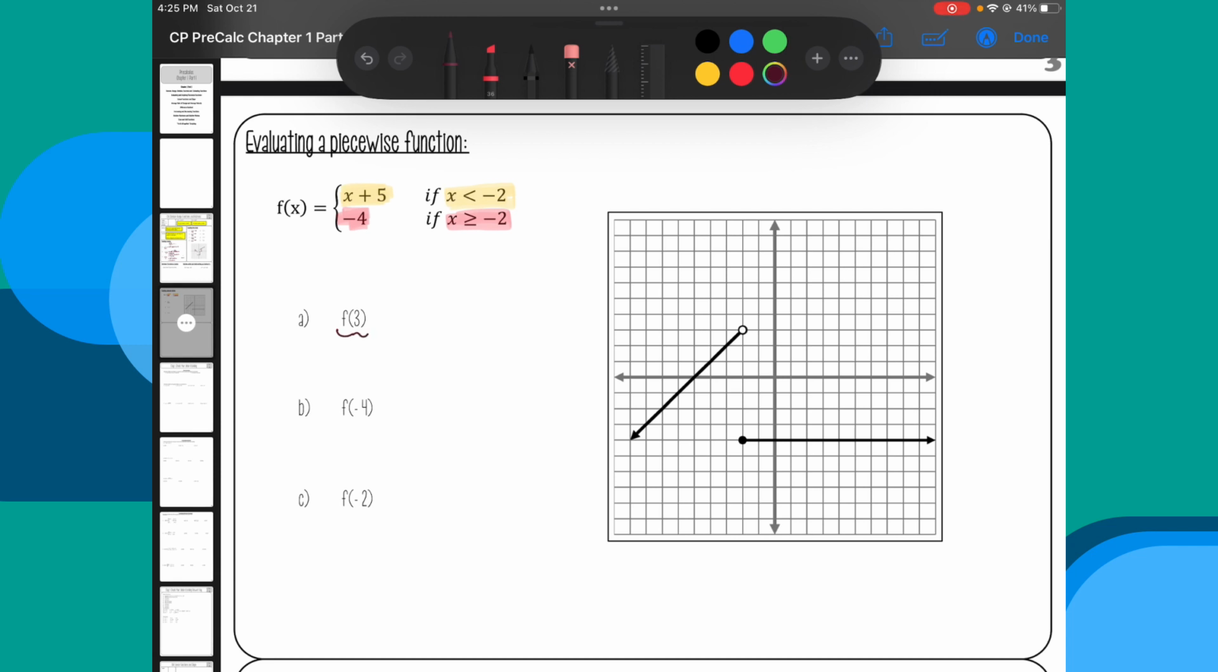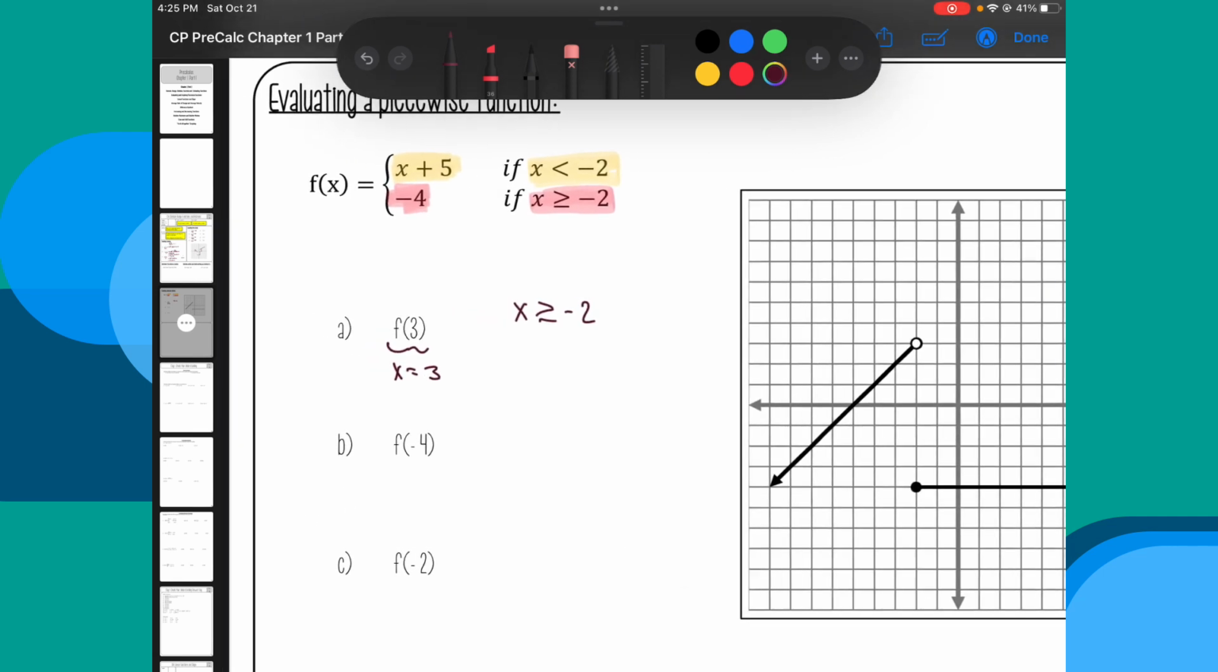So this first one, they're asking us what is y when x is equal to 3. So x is equal to 3 applies to the part of the function of x being greater than or equal to -2. So we need to use this bottom part of the piecewise function to evaluate. So our answer is just -4, sorry. So this is just equal to -4.